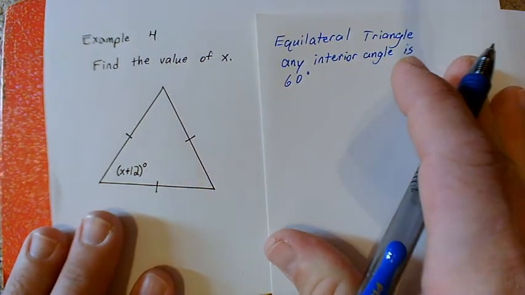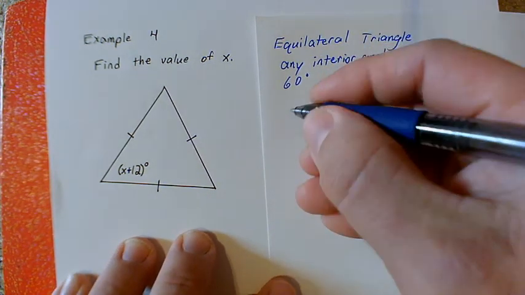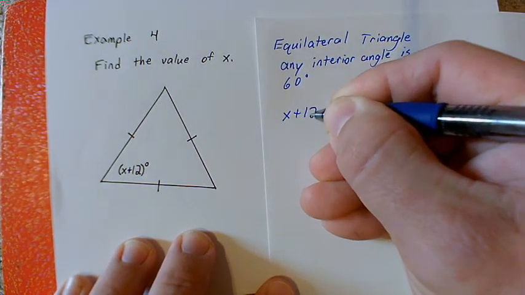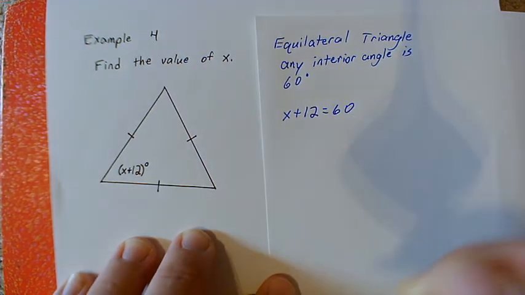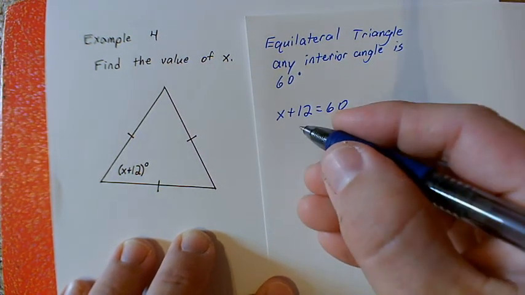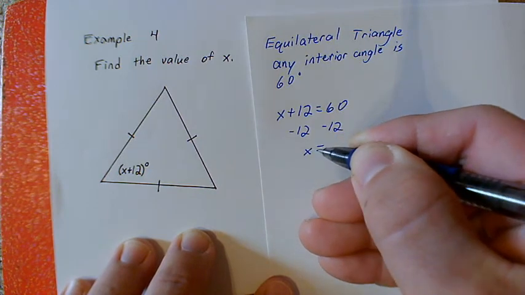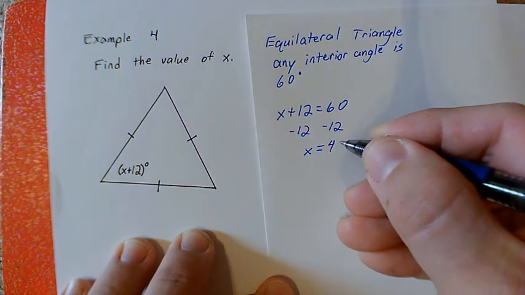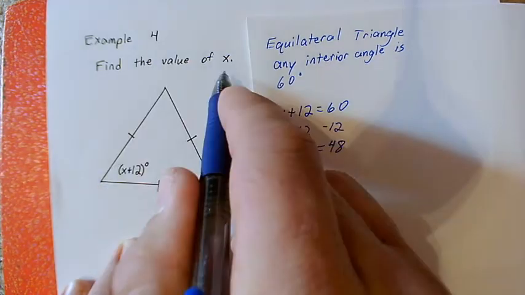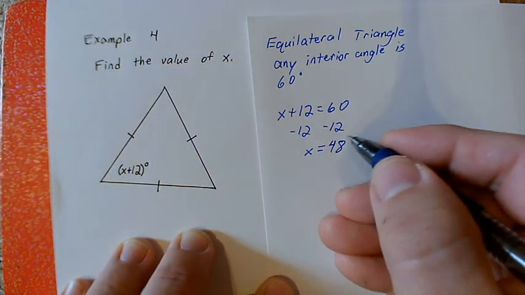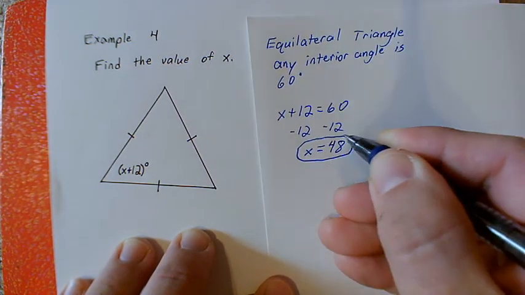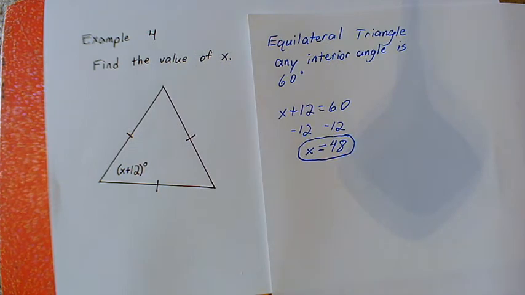So the easiest way to now approach this problem to find the value of x is just simply take the x plus 12 and set it equal to 60 degrees. Now it's as easy as subtracting 12 from both sides to say that x is equal to 48. Find the value of x. I don't have to go substituting this back in. That's my final answer on example 4.